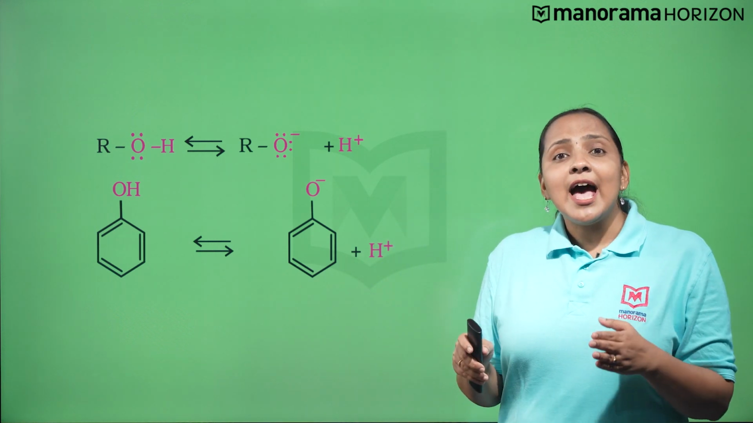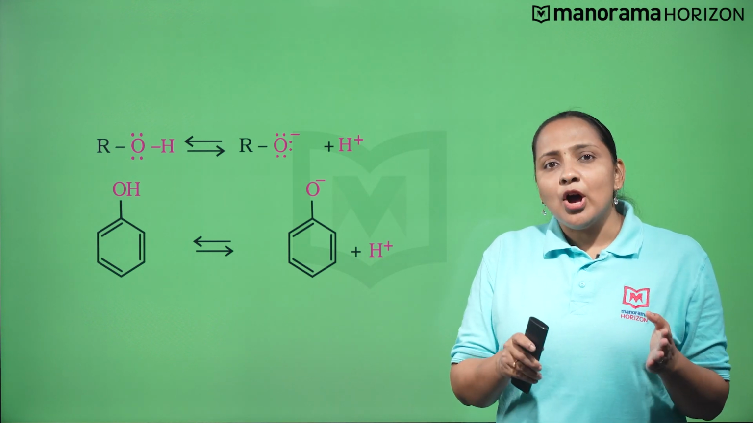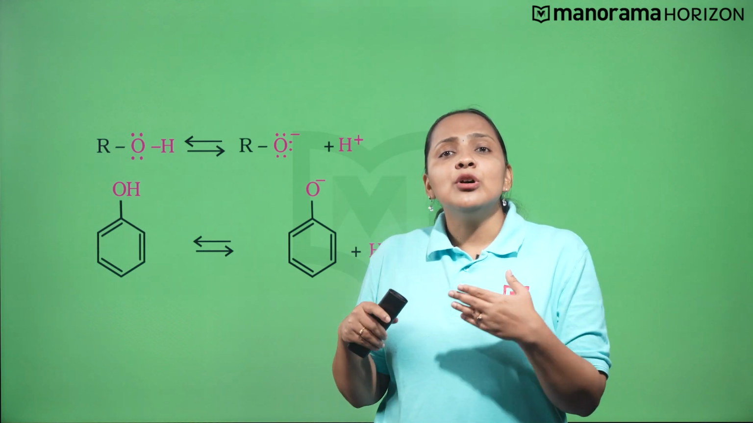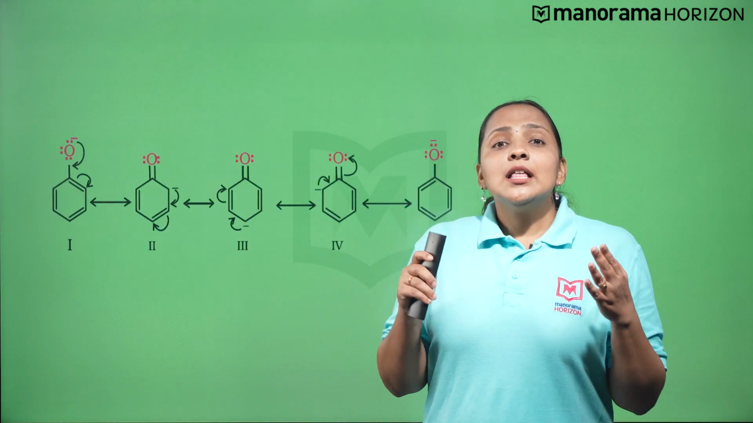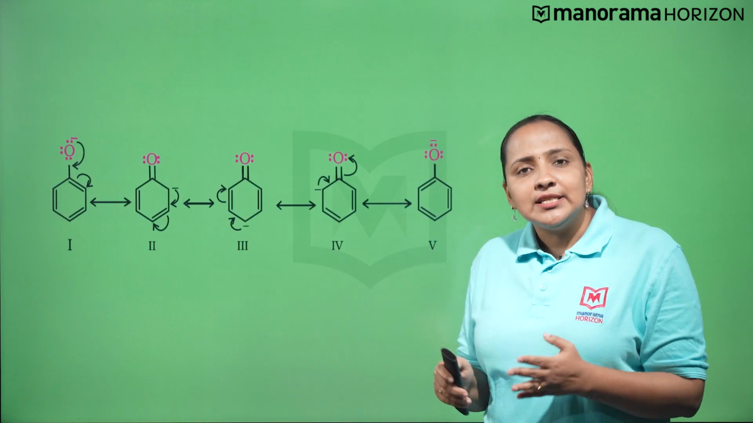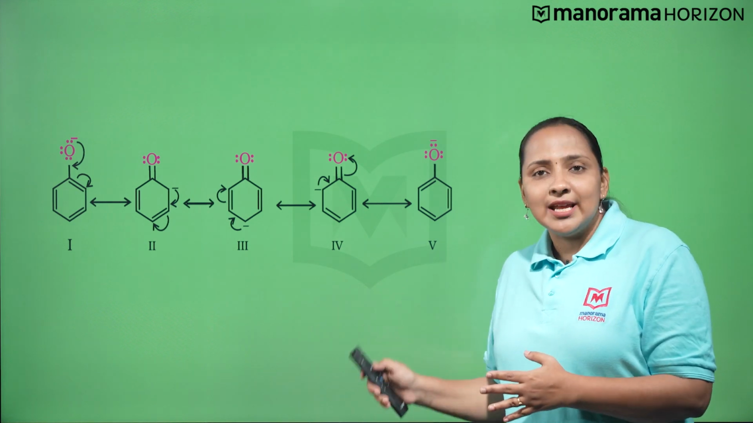Here, in the alkoxide ion, the negative charge is localized on oxygen, while in the phenoxide ion, the charge is delocalized. The delocalization of negative charge makes the phenoxide ion more stable.